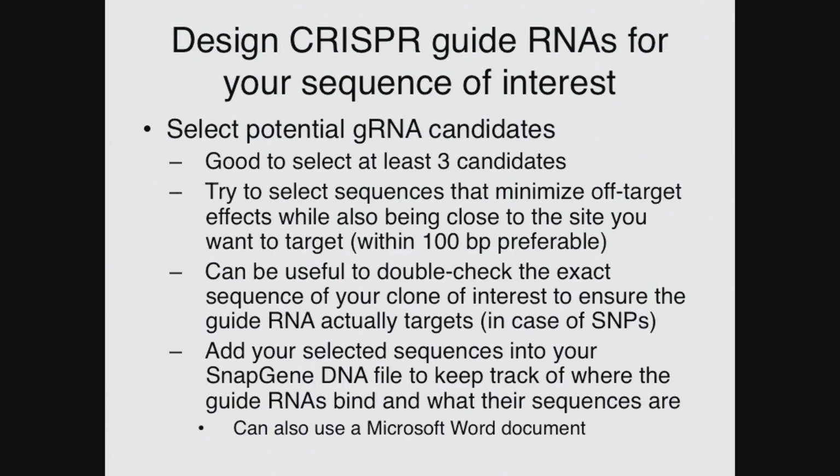And then with that, you select your candidates. It's good to select at least 3. You can try to select sequences that, again, minimize the off-target effects while being close to the site you want to target. And you can always double-check your guide against the exact sequence of the line you want to target in case of SNPs. And this tool that I pointed out will actually tell you if there are common variants in the genome in the region you're looking at. And then once you pick your CRISPRs, you can add them to your file that you've been working with in SnapGene or whatever program you use, so you can keep track of them. You can also use Microsoft Word, which I used to do, but don't necessarily recommend.